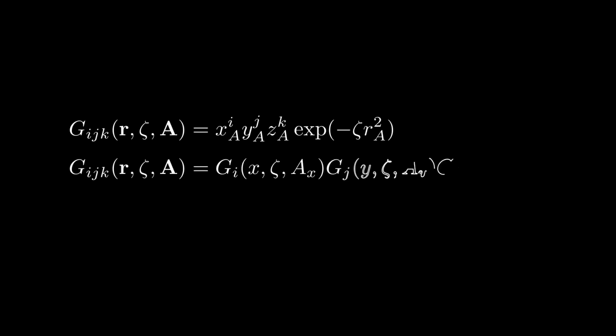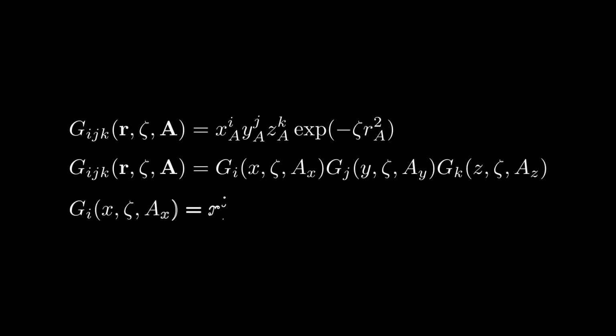The three-dimensional Gaussians factorize neatly into three one-dimensional Gaussians centered along the Cartesian axis at the points ax, ay and az, where A is just a three-dimensional point. The coordinates xa, ya and za are just the x, y and z coordinates shifted to the point A. For now, we will focus on these one-dimensional Gaussians.